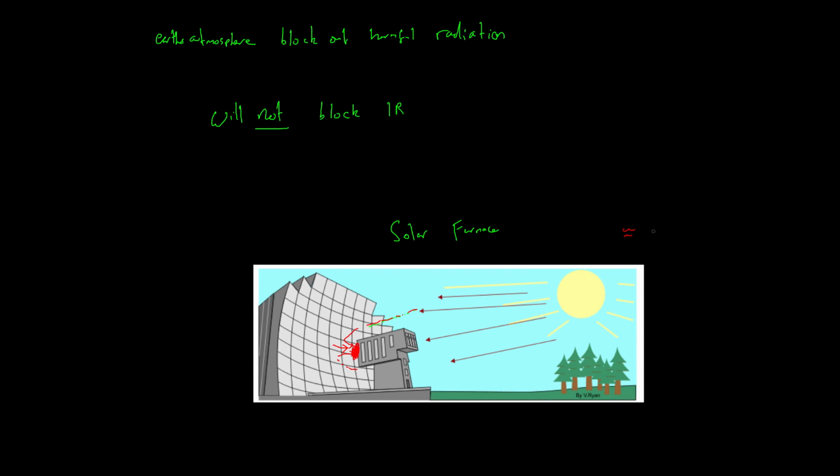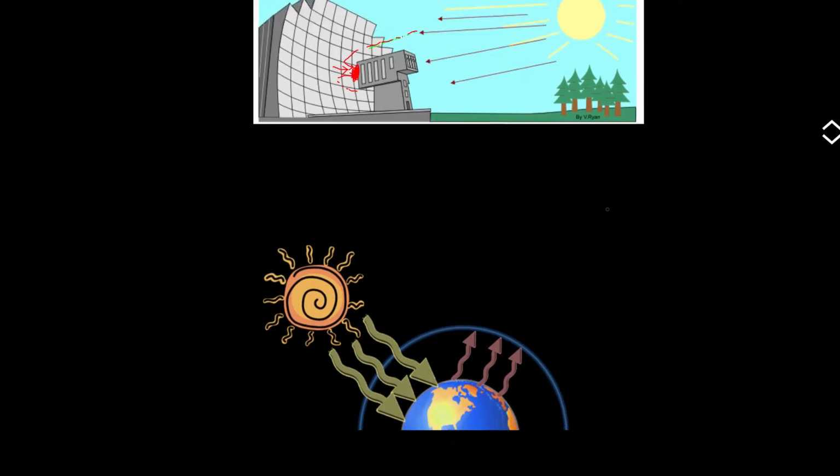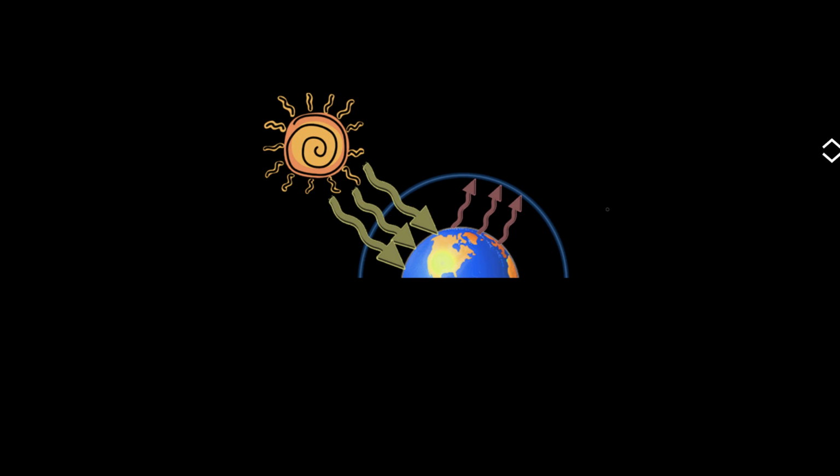So approximately 4,500 degrees Celsius, and that's just from using the infrared radiation from the sun. Okay, now lastly, something which I'm sure you've all heard of is the greenhouse effect. Now, this is as a result of infrared radiation.